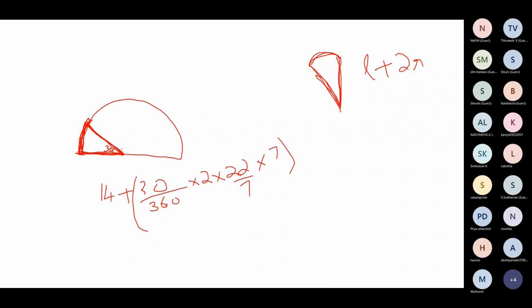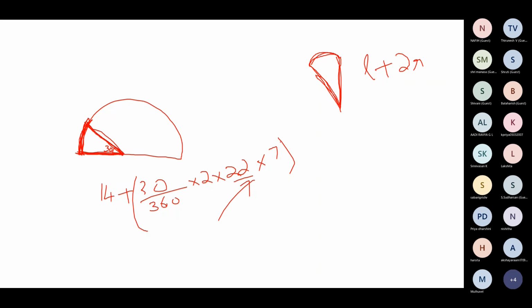Children, 14 is from here. This is the sector, this is each sector. 7 plus 7 plus the length of this arc. So 14 plus 30 by 360 into 2 pi r, because it is the length of arc, not pi r square. That's for area. It is 2 pi r.